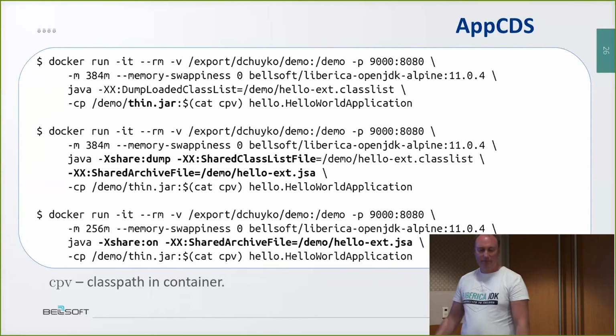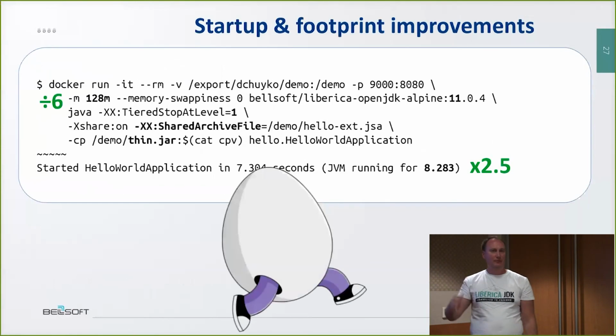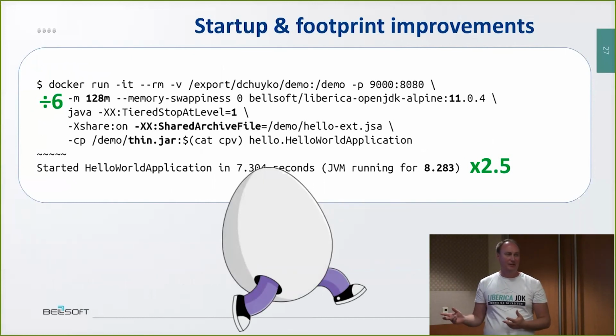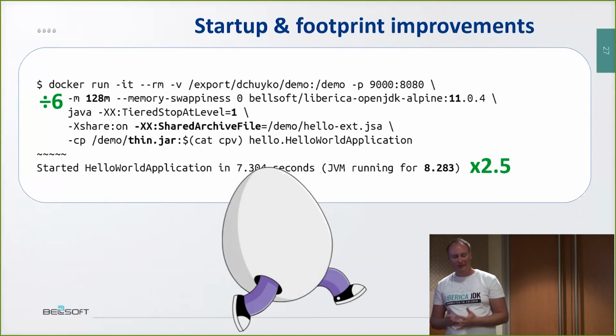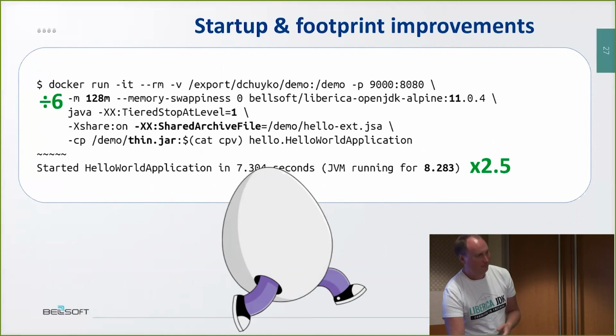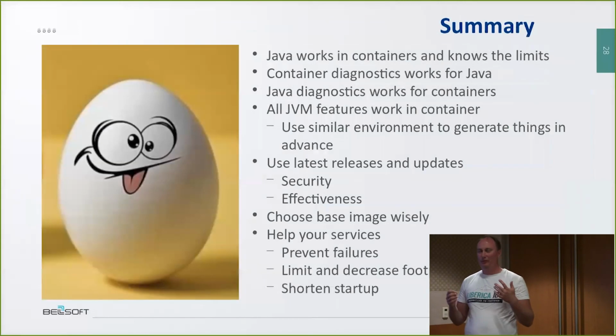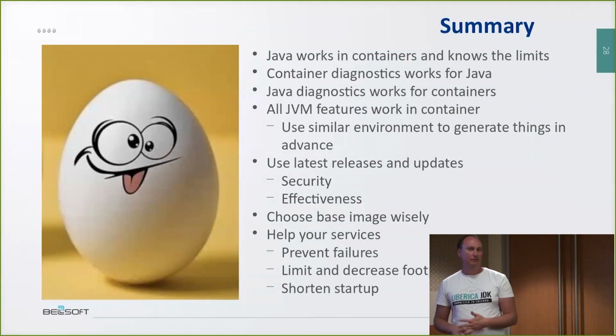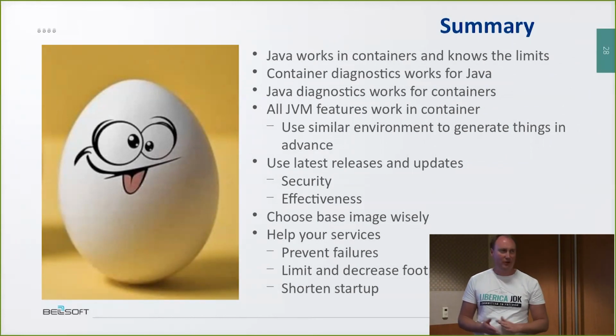And we got nice improvements. 6 times less physical memory necessary for our process to run, and 2.5 times better startup. And it doesn't break. It works under heavy load. So Java now works well in containers. Please use latest updates, latest Java. Put it in containers. It's fine. No performance problems, no functional issues so far.